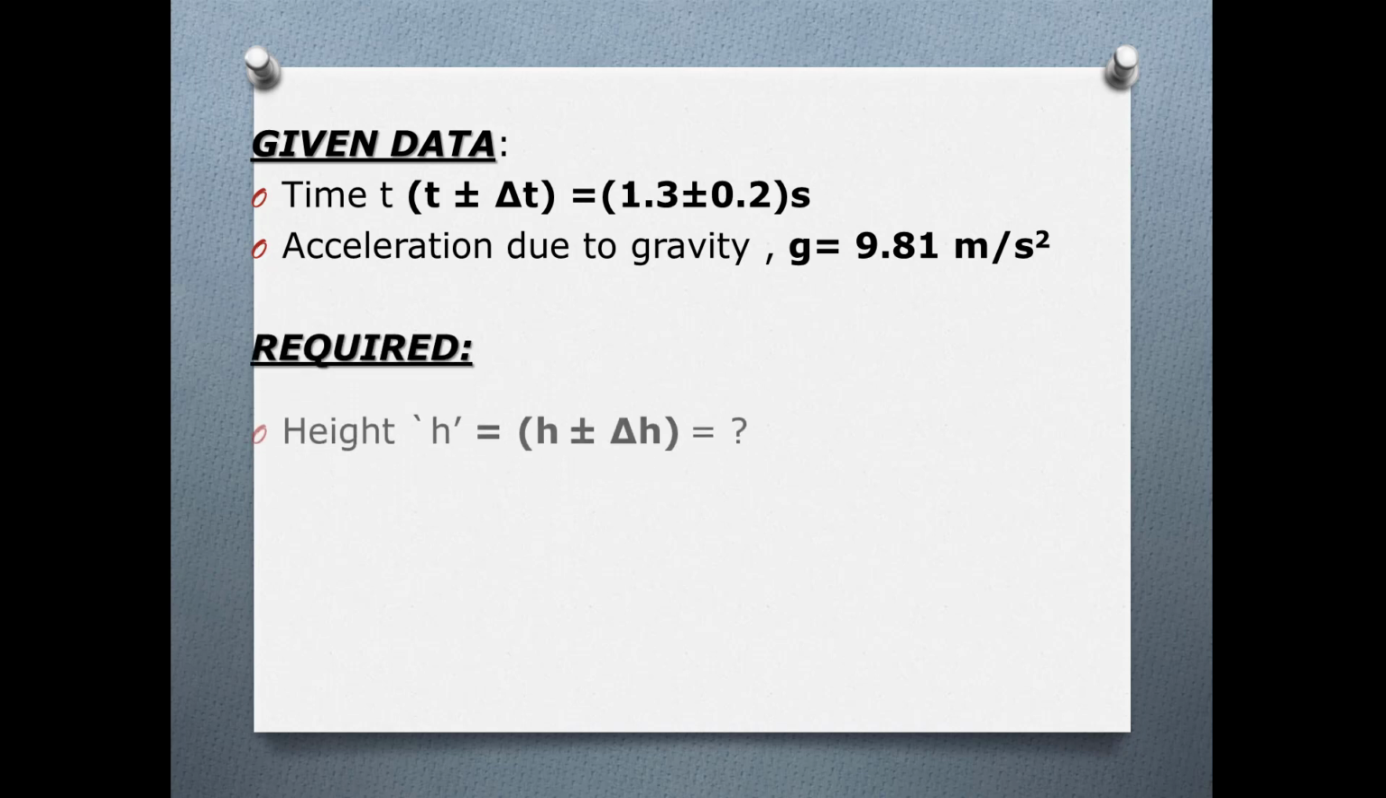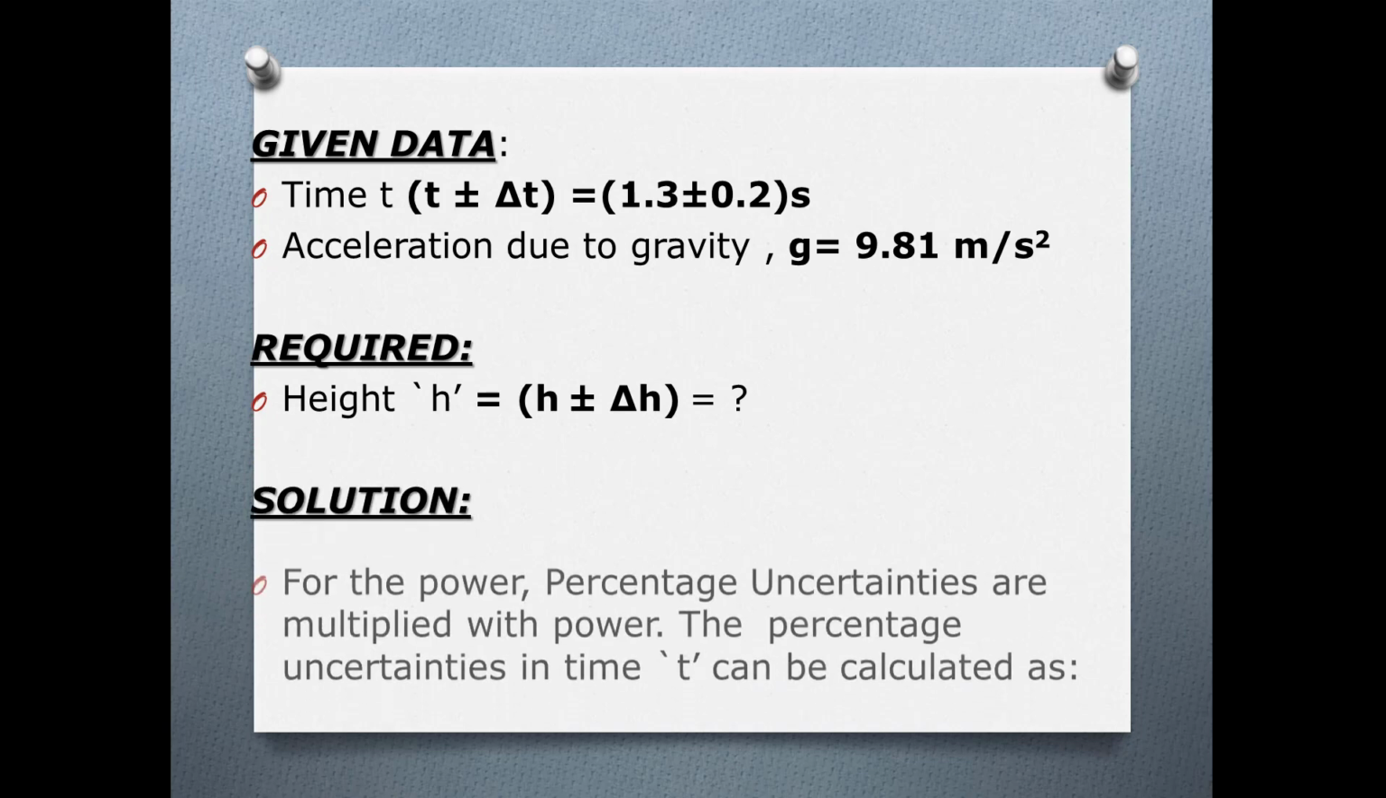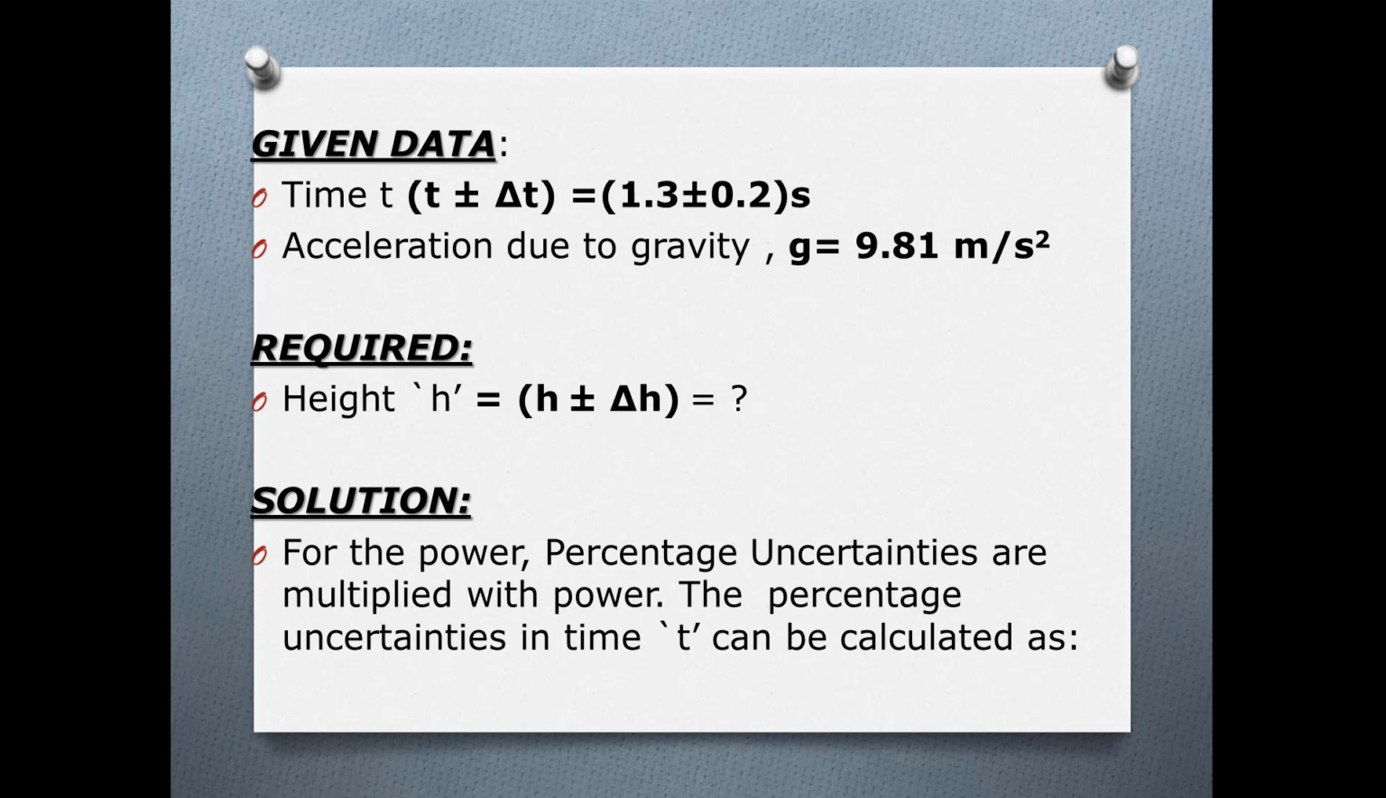A required value is height h, which is equal to h plus minus delta h. Its solution is for the power, percentage uncertainties are multiplied with power. So first of all, we will find out percentage uncertainty. The percentage uncertainty in time t can be calculated from the given value. Because we have absolute uncertainty, we will divide this absolute uncertainty by the actual value and multiply it by 100.